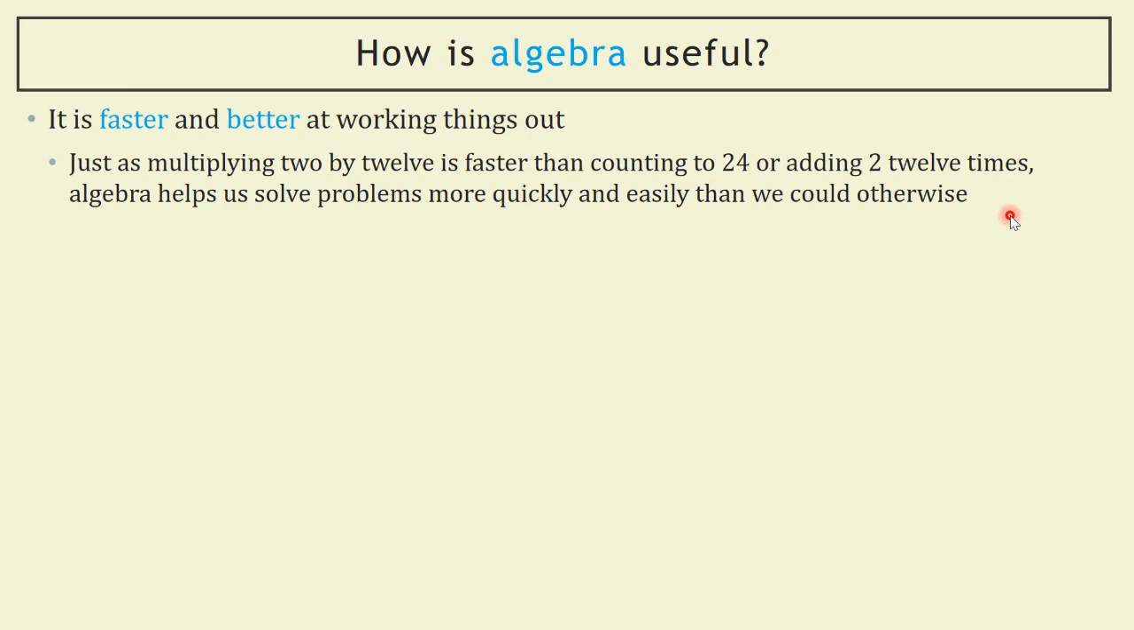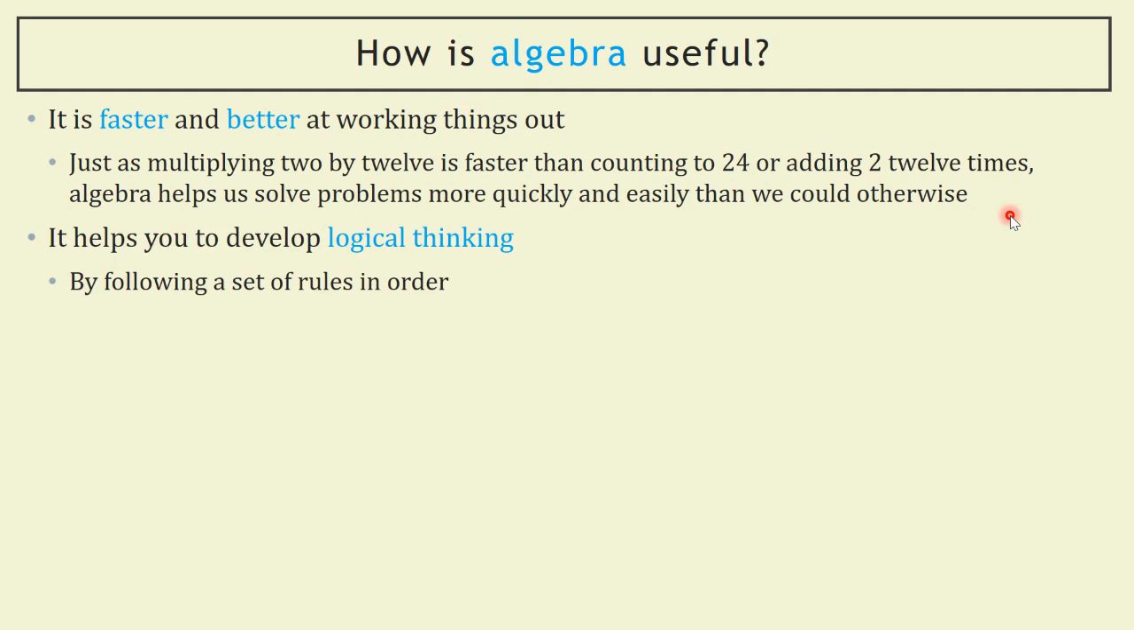All right. When we start off learning maths, we can count to 12, count to 24 even. But multiplying 2 by 12 is a lot quicker than just counting to 24 or adding 2 12 times. And just like when we learn about multiplication, it makes things quicker for us than just doing adding. Learning about algebra makes things quicker for us than just doing ordinary number calculations.